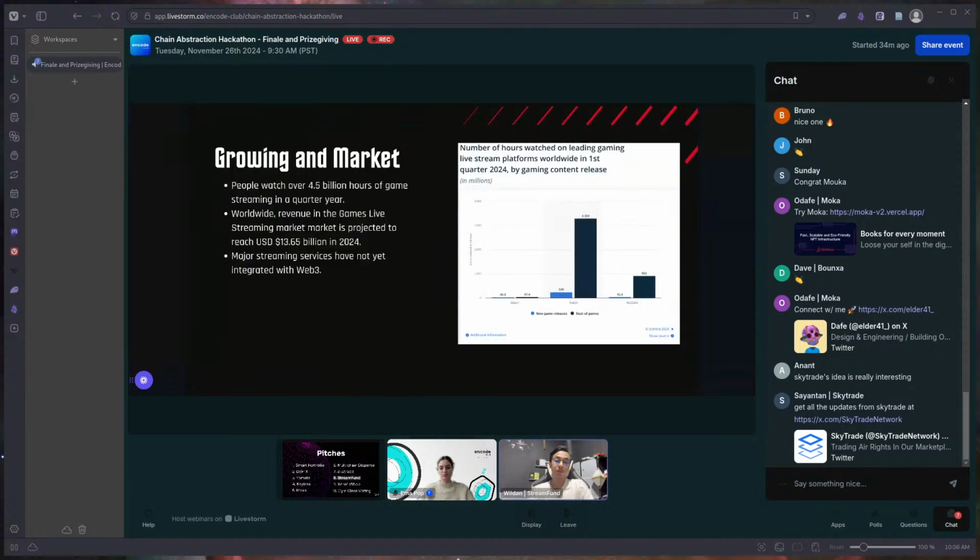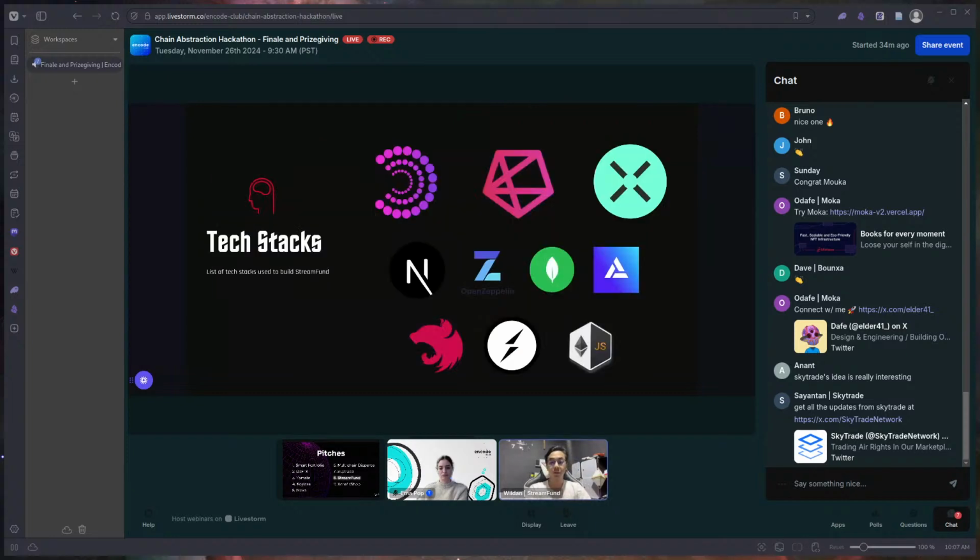In the first quarter of 2024, people watched around 4.5 billion hours of live stream, with the audience growing yearly. The revenue for 2024 is projected at 13.65 billion, driven mainly by viewer donation through the streaming platform. However, big platforms like Twitch, TikTok, and YouTube have not yet adopted Web3, and they are very strict with their rules. So this is the tech stack that we use to build the Stream Fund.